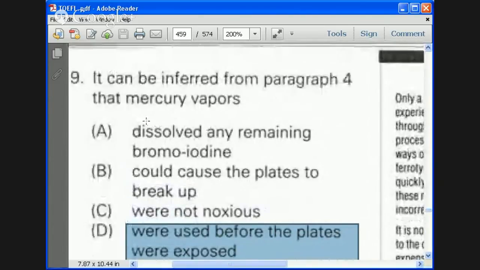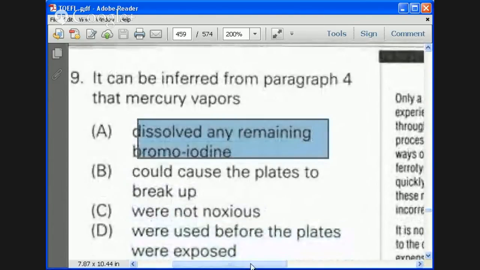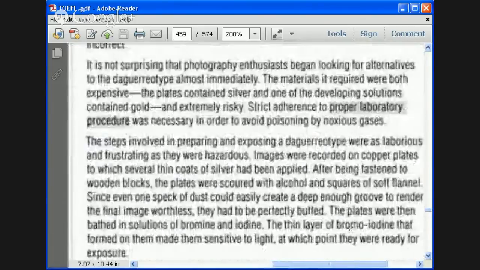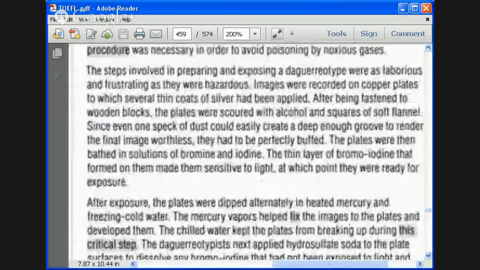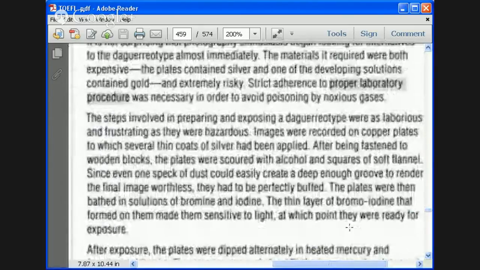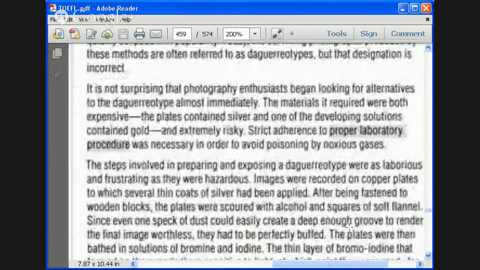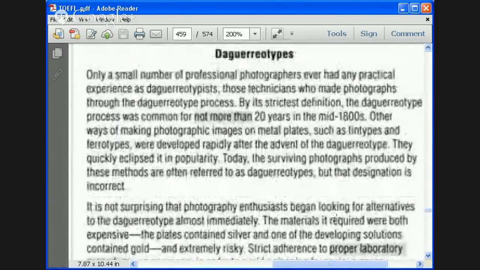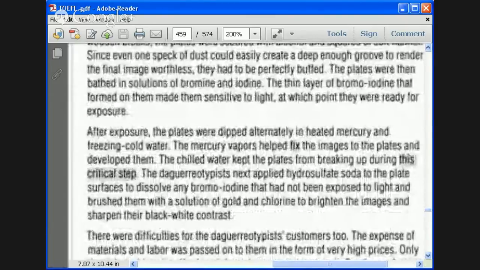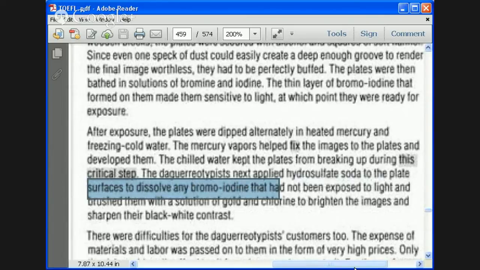Okay. Dissolved remaining bromoiodine. But wait. Where is it? I've totally lost it. 1, 2, 3, 4. Okay. No. The hydrosulfite soda is used to dissolve the bromoiodine. That can't be true.